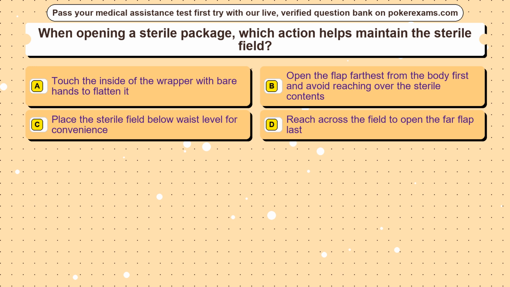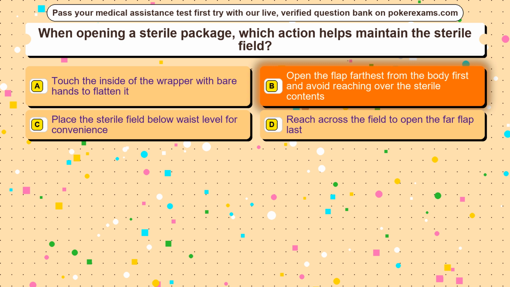Question 23. When opening a sterile package, which action helps maintain the sterile field? Option A. Touch the inside of the wrapper with bare hands to flatten it. Option B. Open the flap farthest from the body first and avoid reaching over the sterile contents. Option C. Place the sterile field below waist level for convenience. Option D. Reach across the field to open the far flap last.